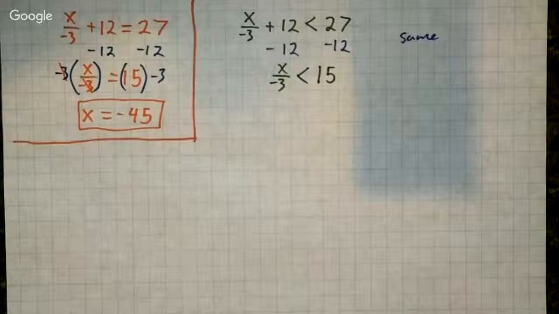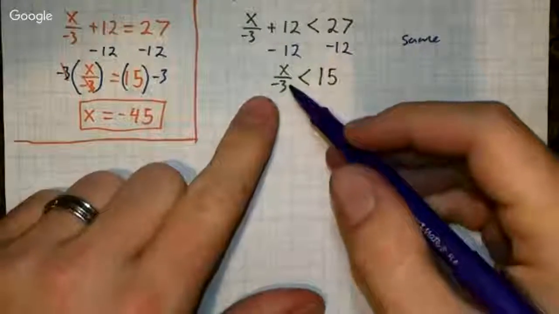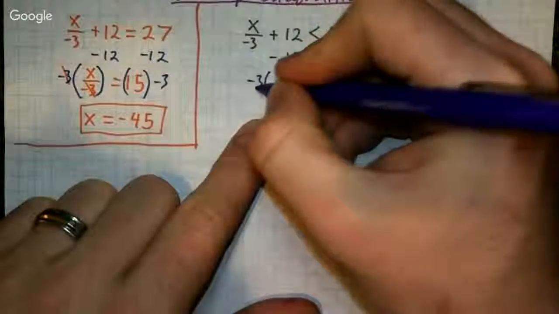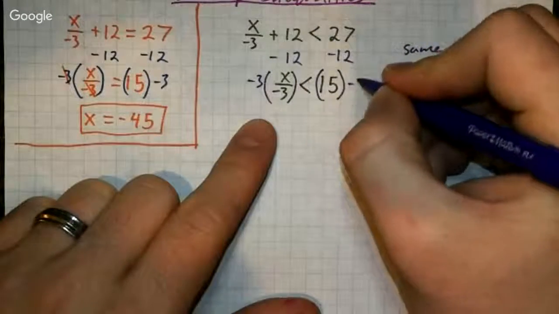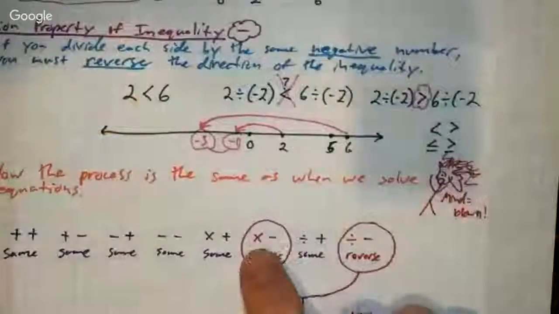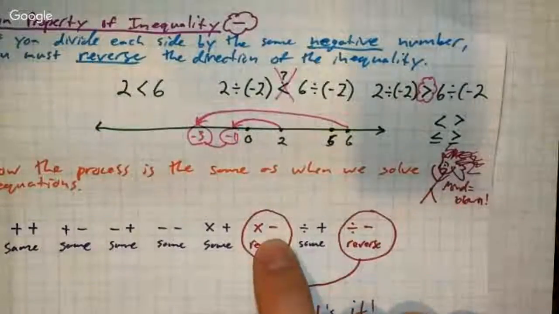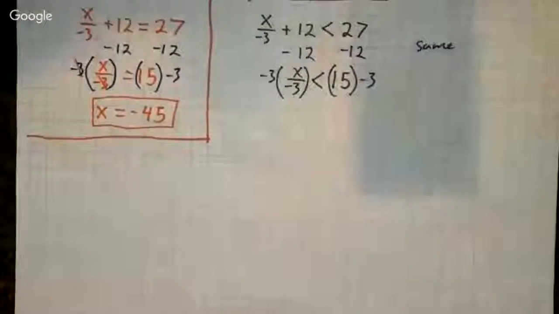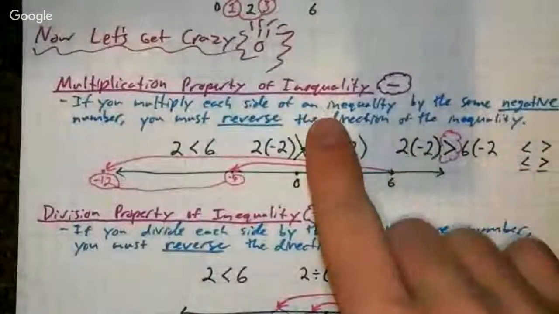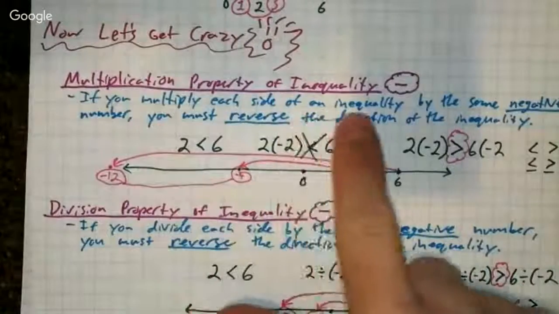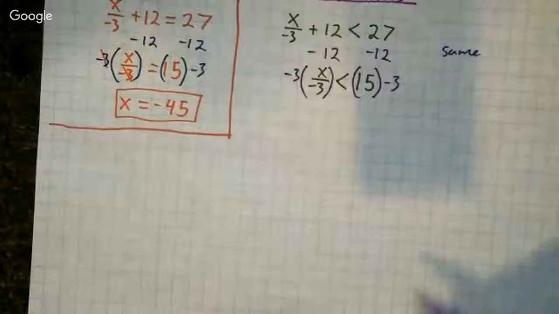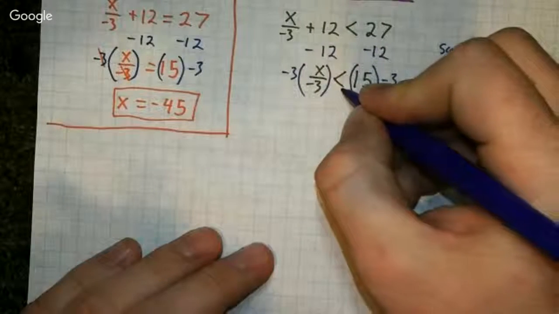Now we do our next thing, which is we need to get rid of this division. So we need to multiply by a negative number. Well, let's take a look. We are multiplying by a negative number, so we reverse. We are going by the multiplication property of inequality. If you multiply each side of an inequality by the same negative number, you must reverse the direction of the inequality, meaning this inequality is going to swap.